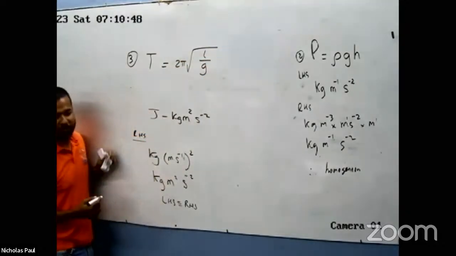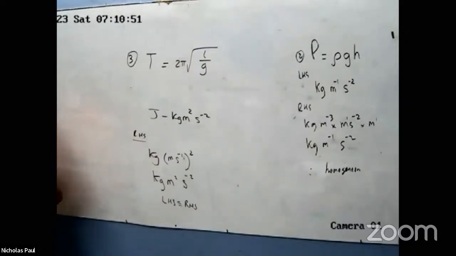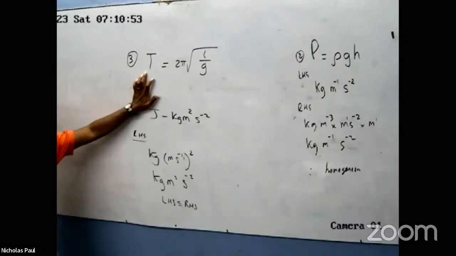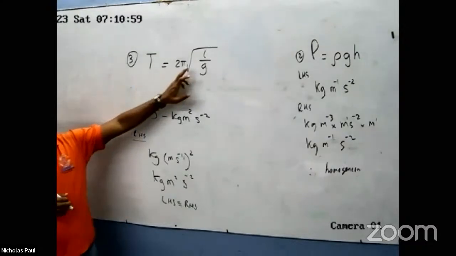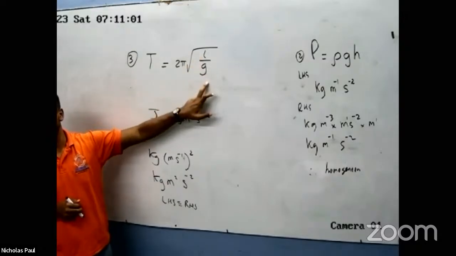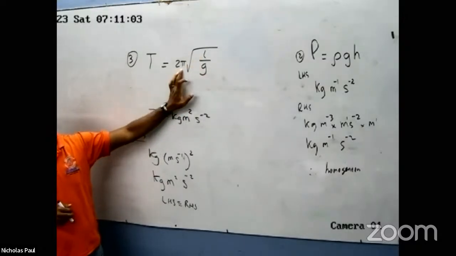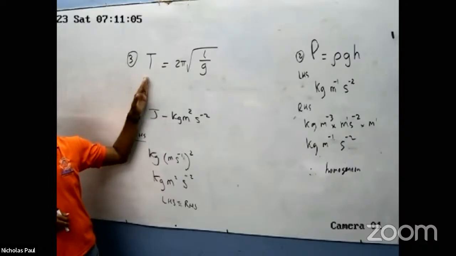Try this here for me, right? Check and see if this is homogeneous. T is period, right? T is period. L is length and G is gravity. And this is 2 pi, right? Check and see if the left is equal to the right here.